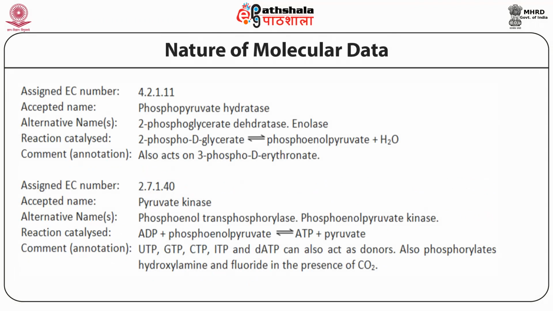2.7.1.11. As we look at the nature of the molecular data, we find that each of the data value is stored under a unique heading, which in database terminology we call as a field. In the present case, we have seen 5 fields with unique headings, that is assigned EC number, for example 4.2.1.11 for phosphopyruvate hydratase, which is a glycolytic enzyme with alternative name enolase.